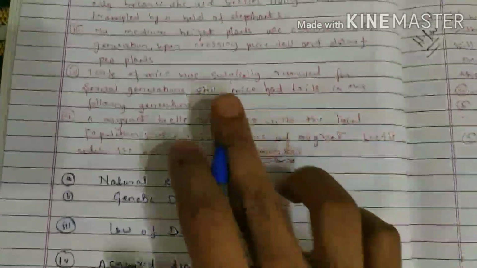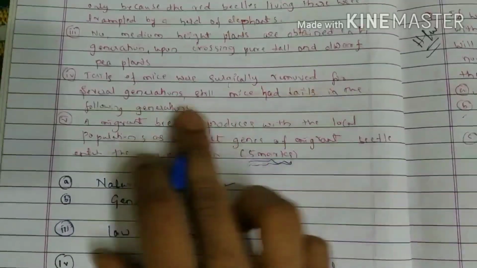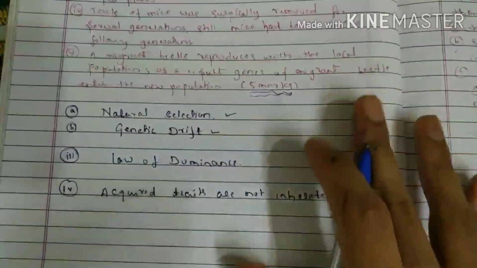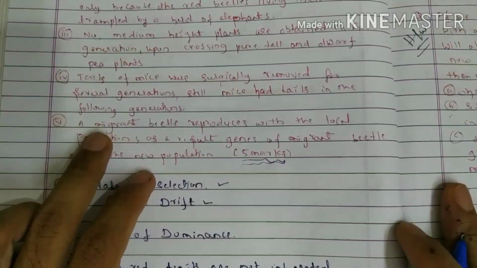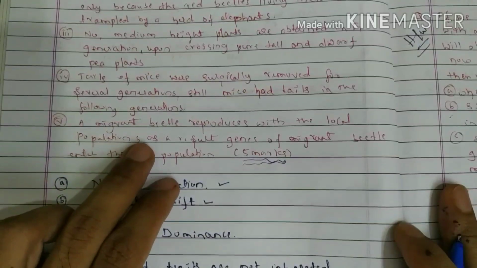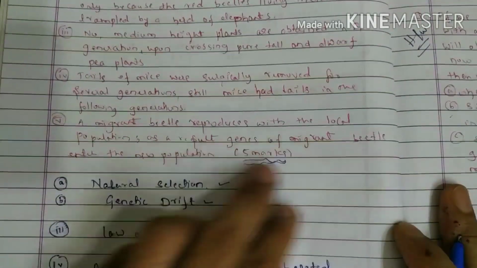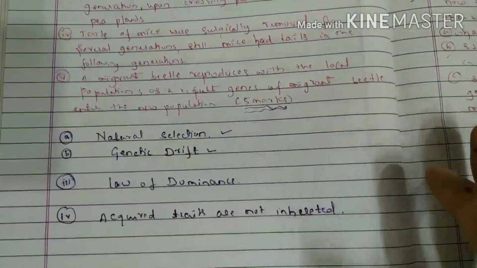Also here, if a mouse's tail is cut surgically, still the mice have tails in the next generation. So that is called acquired traits are not inherited. So the last one, the fifth one: a migrant beetle mates with the local population, and the resultant gene of the migrant beetle enters the new population. That is called geographical isolation.